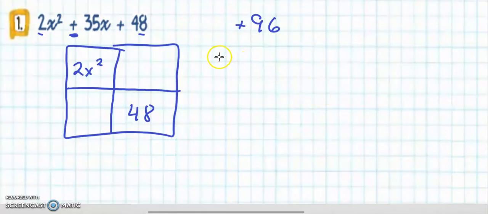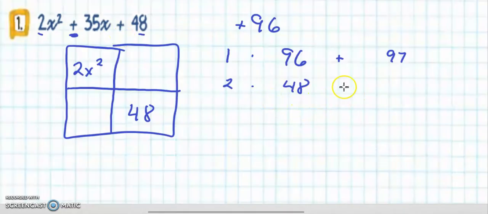So I'm looking for, say, positive 1 times positive 96 as my factors. And then I want these to add up to 35. Well, this adds up to 97. So that's wrong. How about 2? Well, 2 times 48 gives us 96, because that's how we got 96. But we add those together and we get 50.